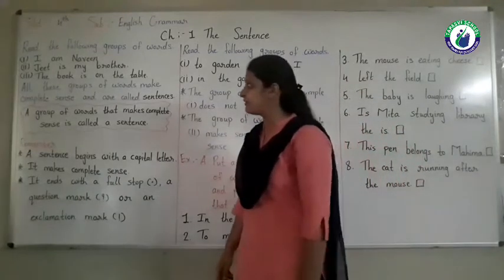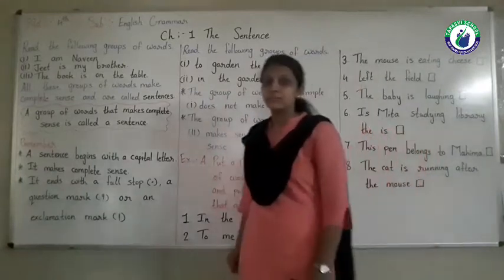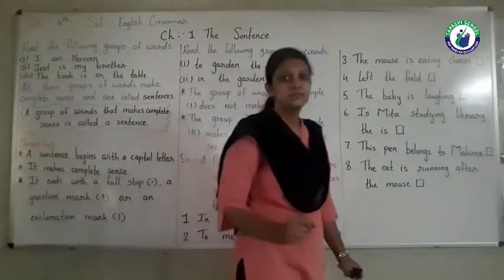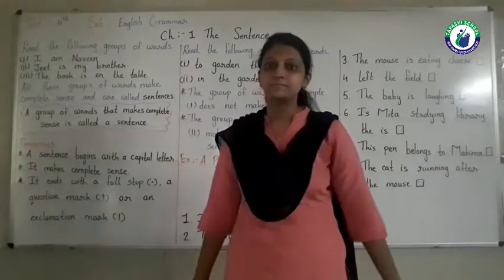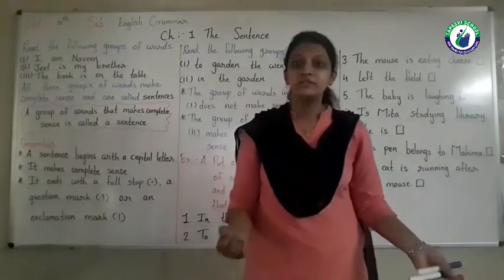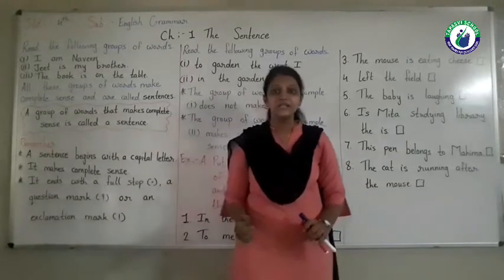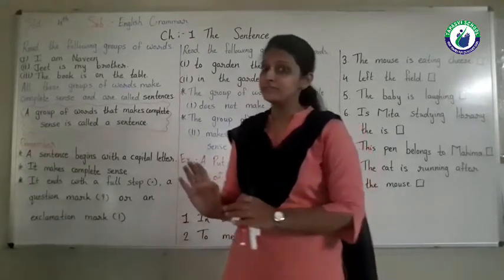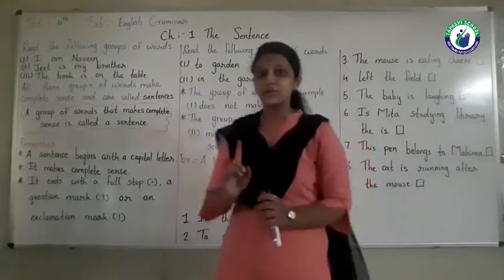Subject: English Grammar. Today I'll teach you Chapter 1, the sentence. Before I explain in detail what a sentence is, I'll explain what the alphabet is. Yes, the alphabet is A, B, C, D, E, F, G, H, I, J, K and so on, which are called letters. Now, I'll ask you one question.